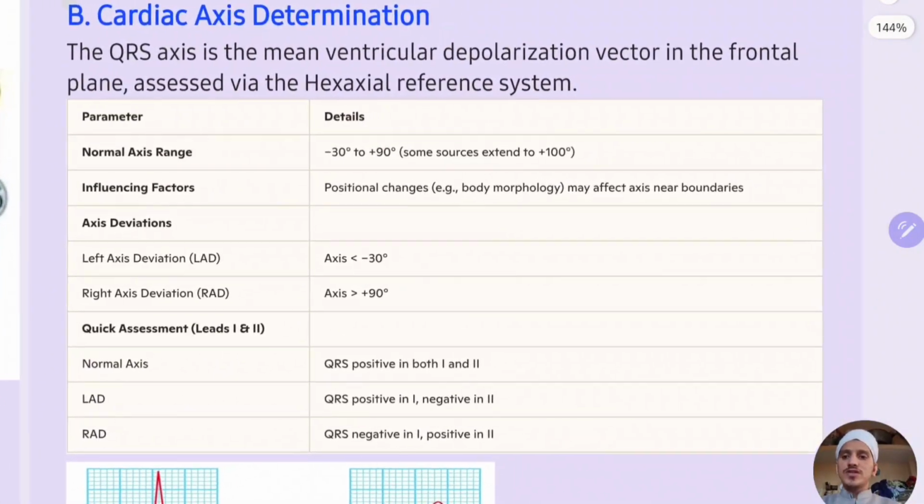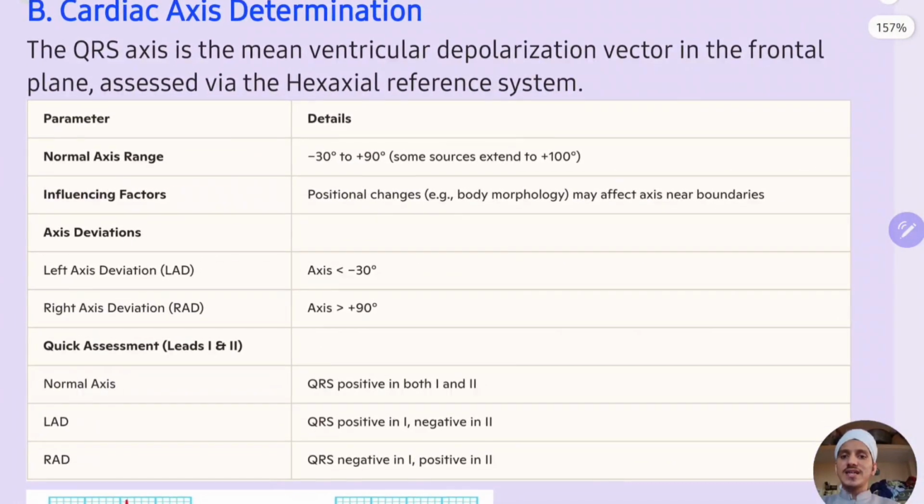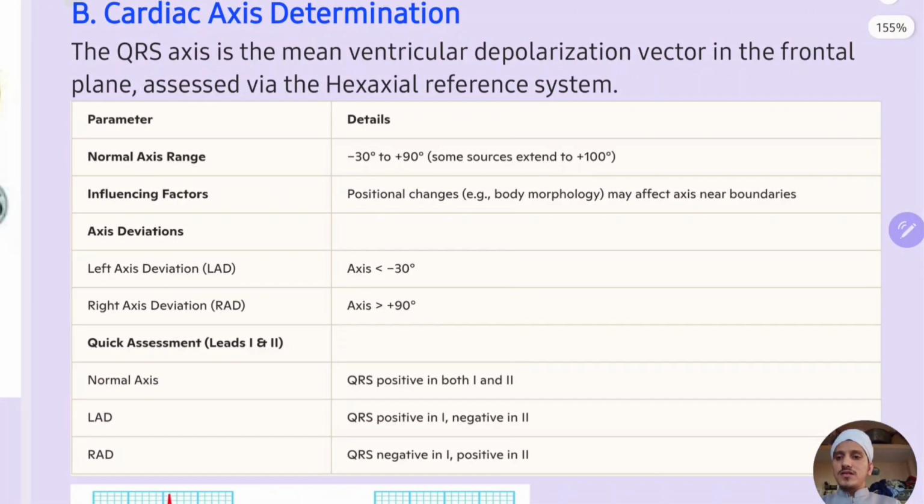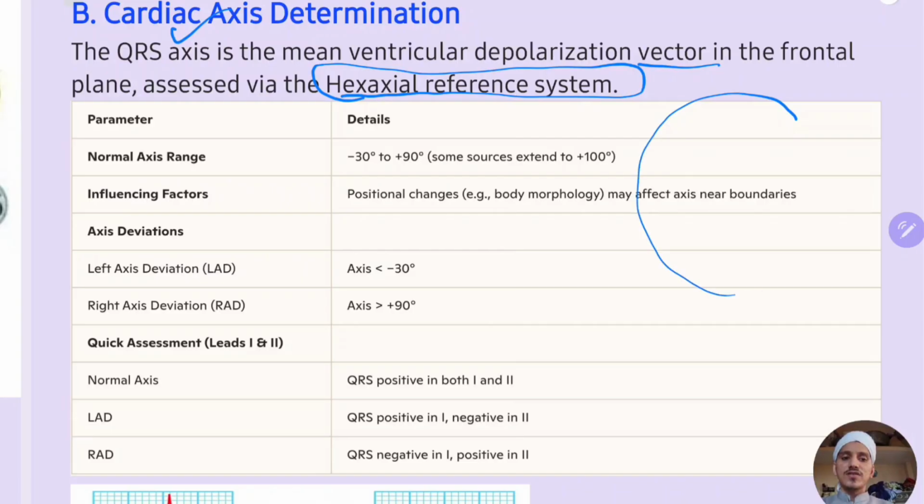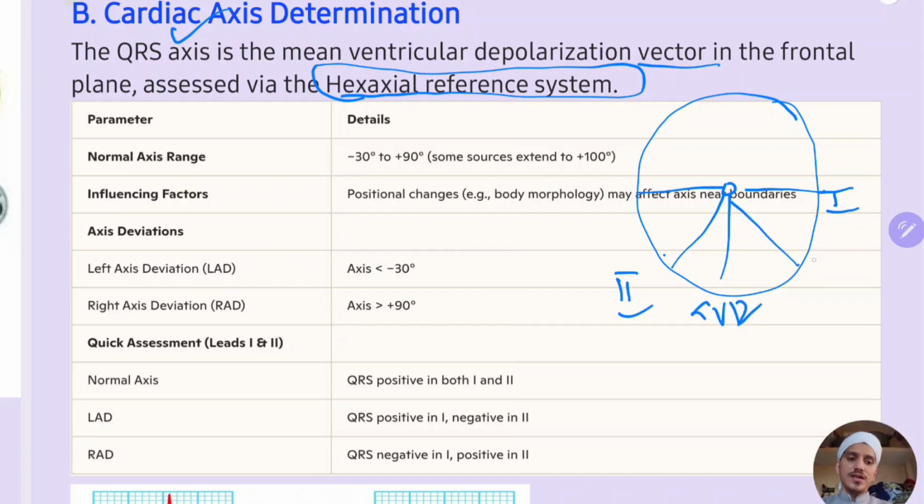Now moving on towards the cardiac axis. Next you will see the cardiac axis. The QRS axis is the mean ventricular depolarization vector in the frontal plane, assessed by the hexaxial reference system. This I have discussed in the previous class, that circular diagram. Here lead 1 and lead 2, aVF, here lead 2.